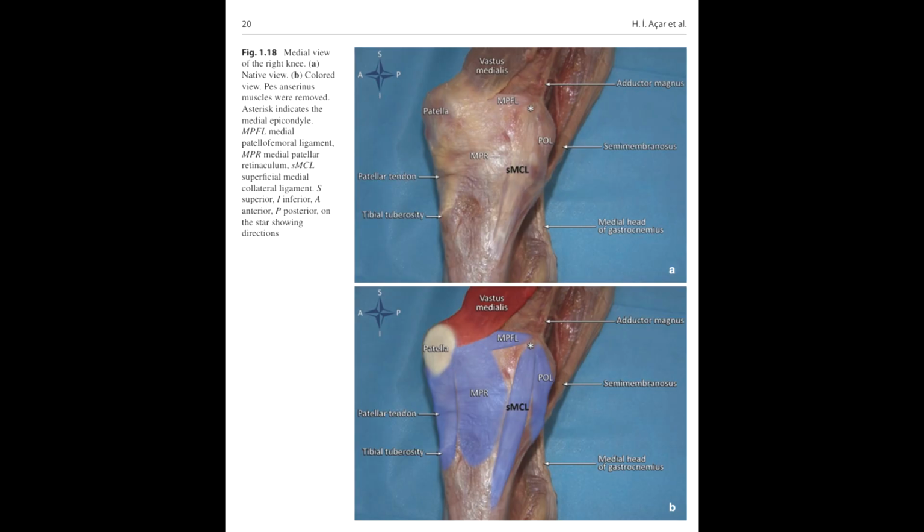Now, think clinically. The MCL is the most frequently injured ligament in the knee, particularly from a valgus stress, such as a football tackle from the lateral side. Depending on severity, injuries are graded. Grade 1, microscopic tears, pain but stable. Grade 2, partial tear, some laxity. Grade 3, complete rupture, marked instability. Isolated MCL injuries often heal well with conservative treatment due to its rich blood supply, but combined injuries, especially with the ACL or meniscus, usually require surgical management.